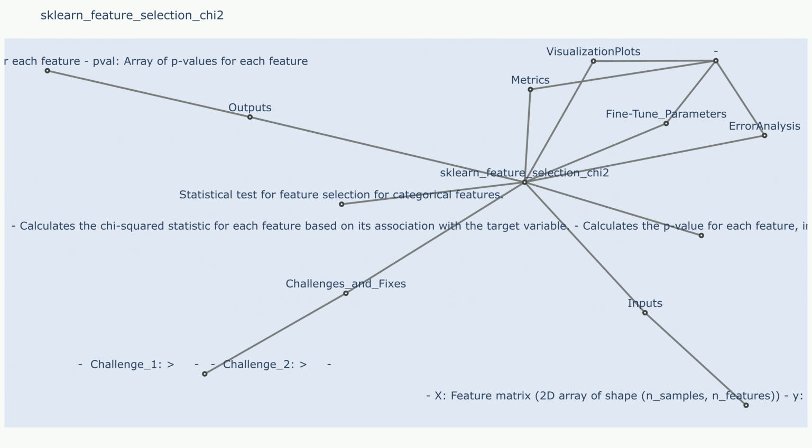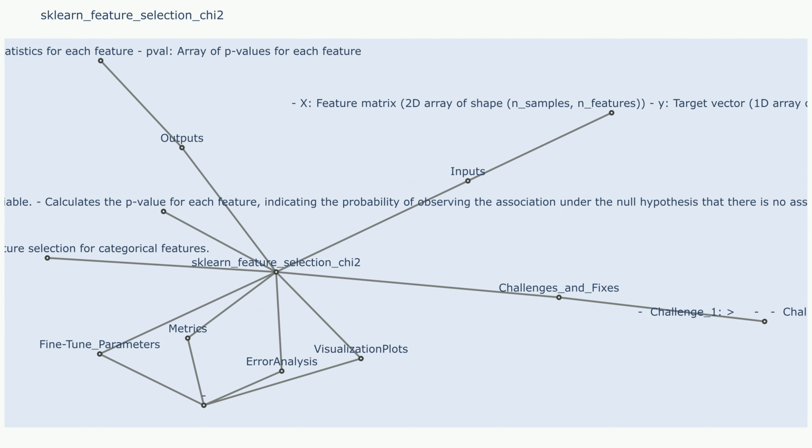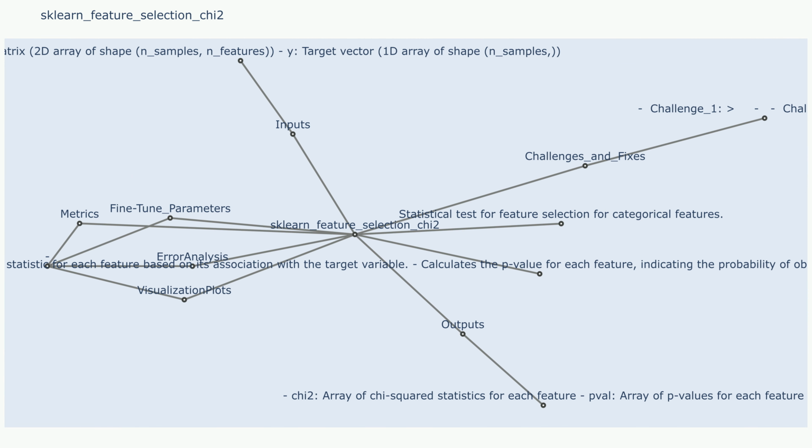Chi-squared statistic, a measure of the difference between observed and expected frequencies. Higher values indicate stronger dependence. P-value, the probability of observing the observed frequencies if the feature and the target were independent. Smaller p-values suggest dependence.